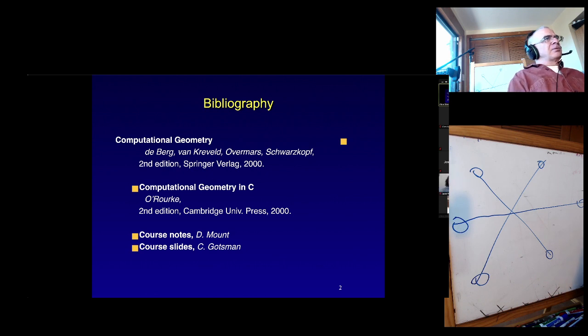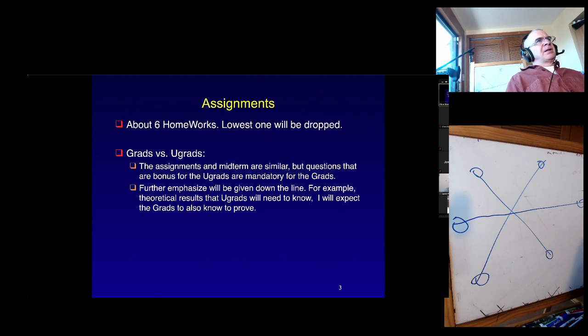So much for textbooks. Let's talk about assignments. Right now in the calendar, there are 7 assignments. If we will not have extra support in grading, we will probably go down to 5 or 6 homeworks. The lowest one out of the 6 will be dropped.